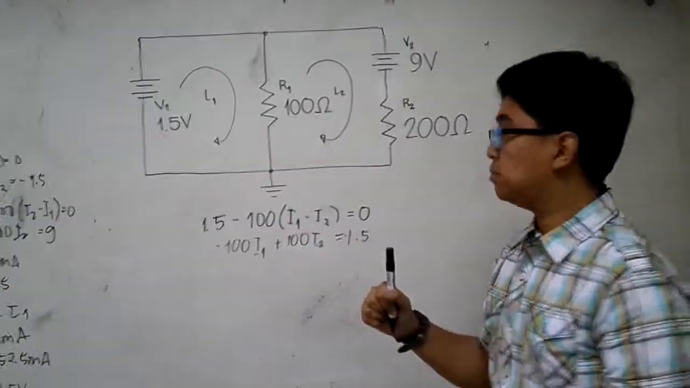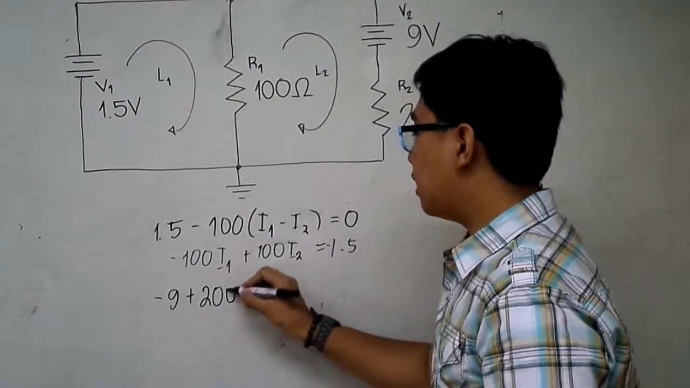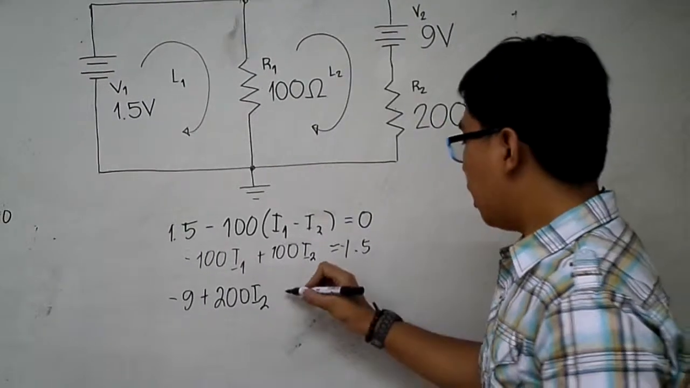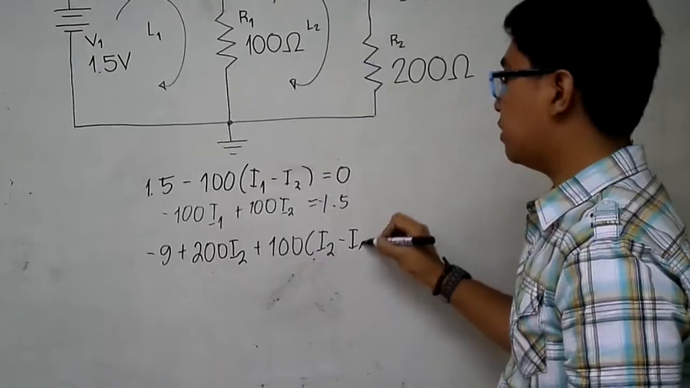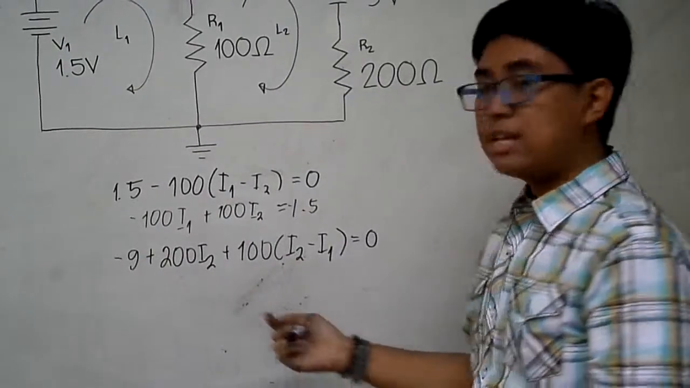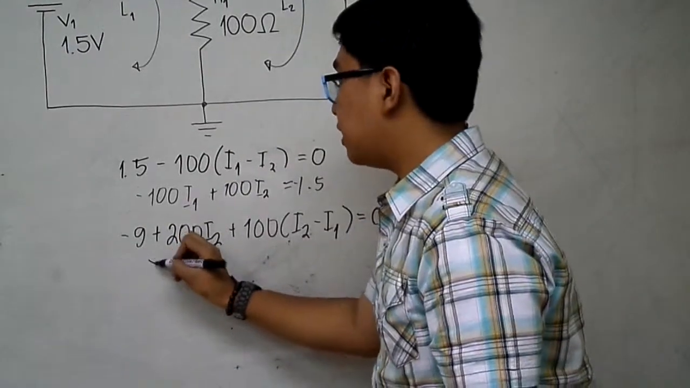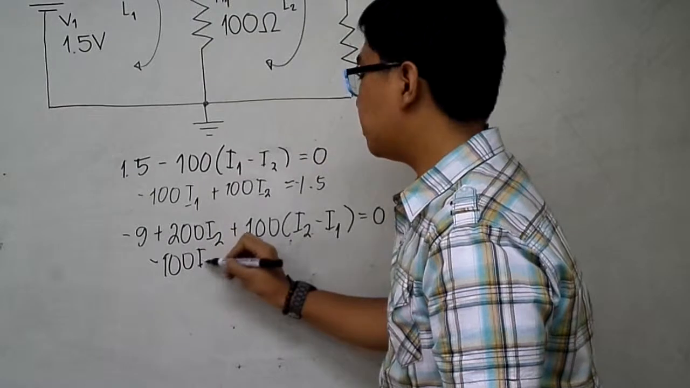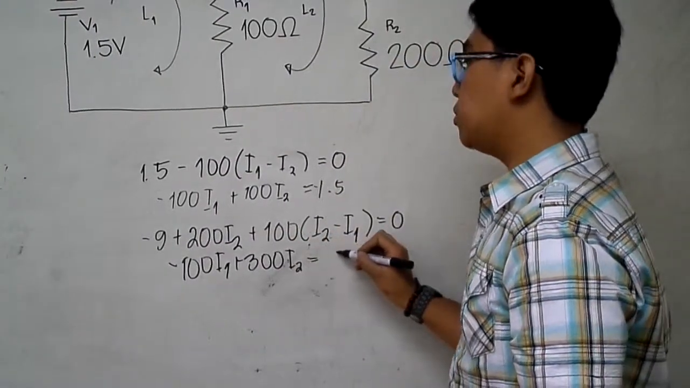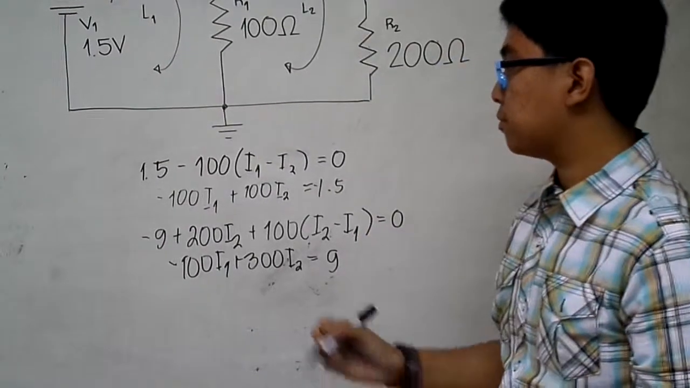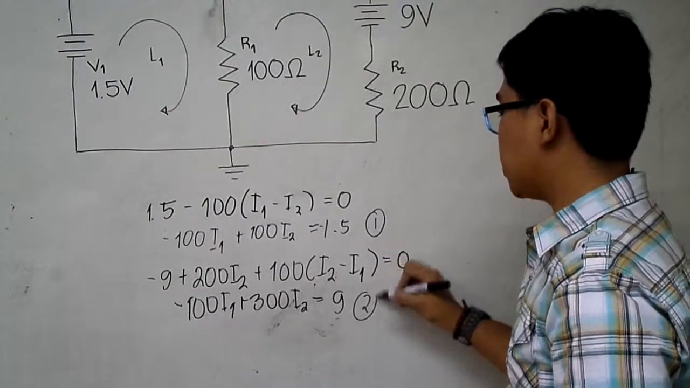So for the second loop, we will have negative 9 plus 200 I2 plus 100 times I2 minus I1 is equal to 0. Simplifying this equation, negative 100 I1 plus 300 I2 is equal to 9. So we have this first equation and this the second equation.